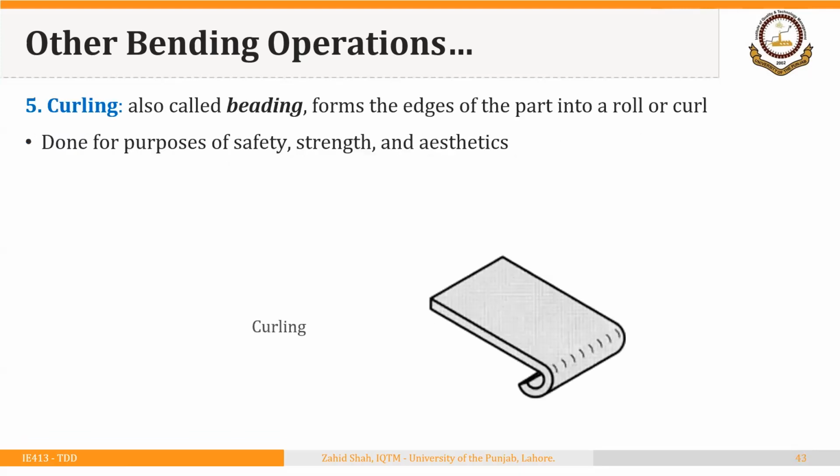There is an operation called curling. It is similar to flanging, but the bent portion is in a curved pattern. It is also called beading, and it forms the edges of the part into a roll or curl. Hence the name curling. It is done for purposes of safety, strength, and aesthetics. This is the curled portion of the part.